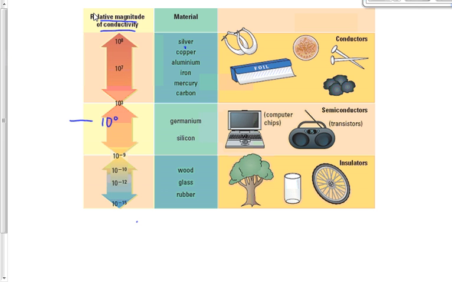But in general, I want you to remember that the good conductors are usually metals, although there are varying degrees even within that. And the bad conductors, things like wood, glass, rubber, are the bad conductors or the good insulators. Right, Kenton?